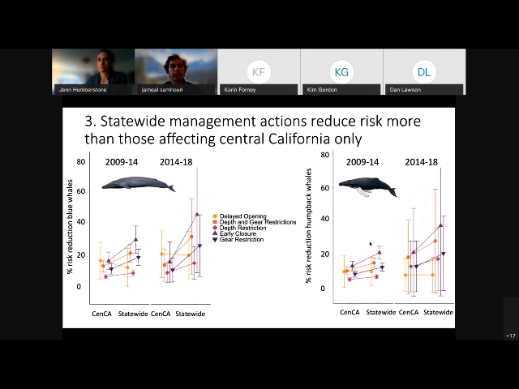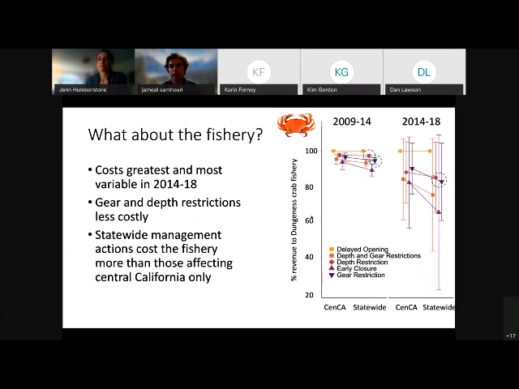The third point I'd like to make from this slide now compares these management actions implemented at the scale of Central California on the left during each time period, or statewide in both Central and Northern California. And what you can see is that all of these lines move up and to the right. This implies that the expected reduction in risk to both blue whales and humpback whales is greater if the management actions occur statewide. And that makes sense. If a bigger region has fishing restrictions, there are fewer lines in the water, we would expect there to be lower risk to whales. Now, I promised you that this wasn't just going to be a talk about risk to whales, but also about cost to the fishery.